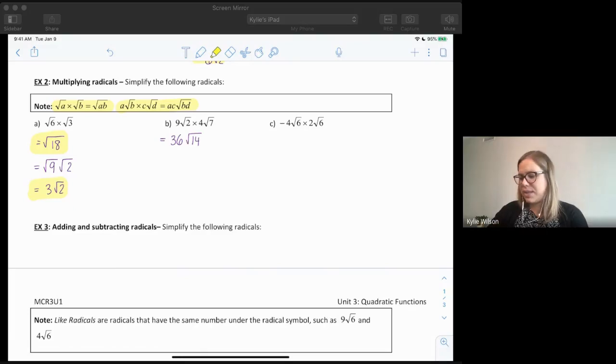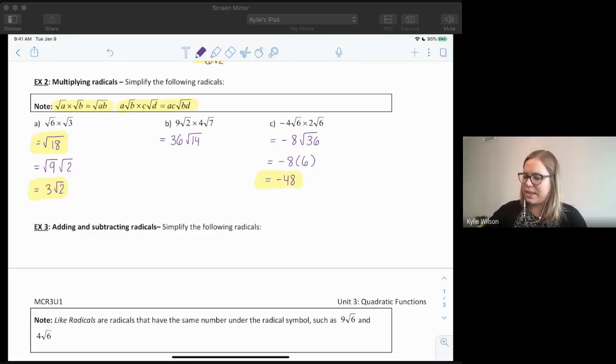Okay, now our next one here, we have negative 4 root 6 times 2 root 6. So now we're going to have negative 8 root 36. Now root 36 works out very nice. So we have negative 8 times 6. So one thing it's important to notice here is when I multiply root 6 times root 6, I end up with just 6. So that's something that's important to note. And then I just end up with negative 48. That's my final answer.